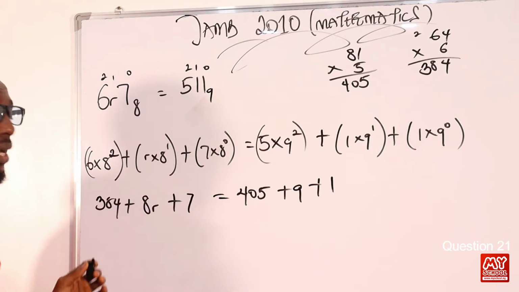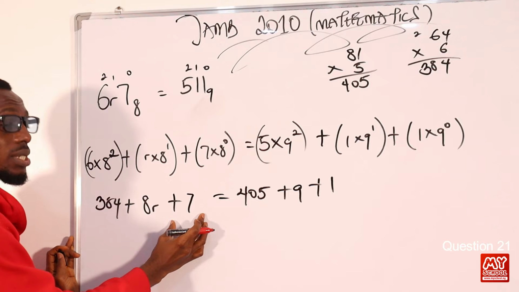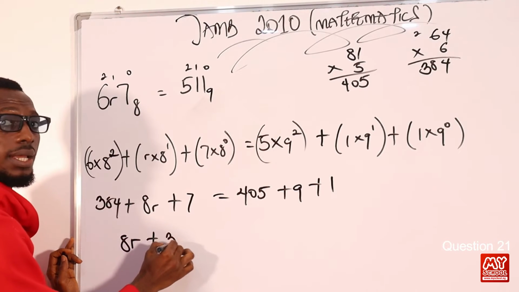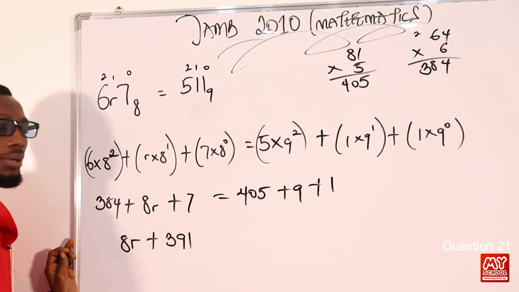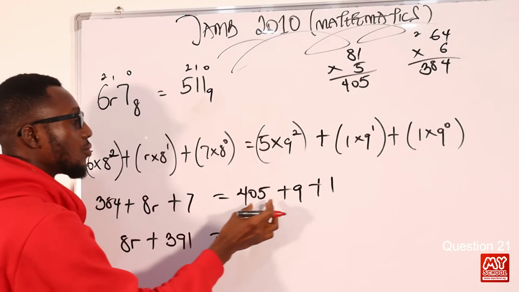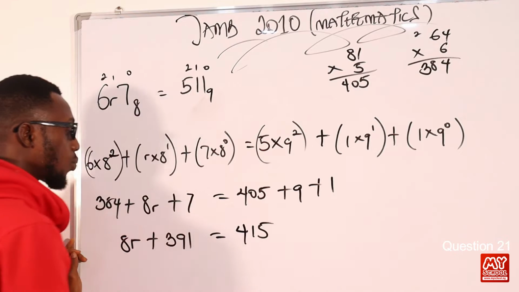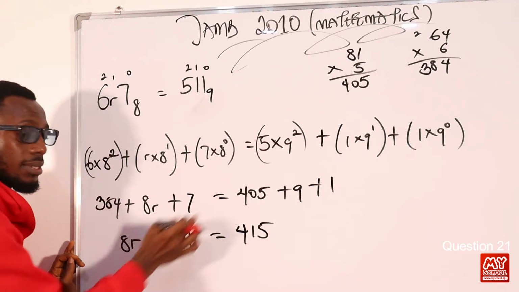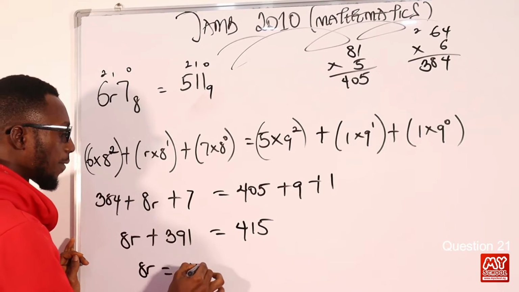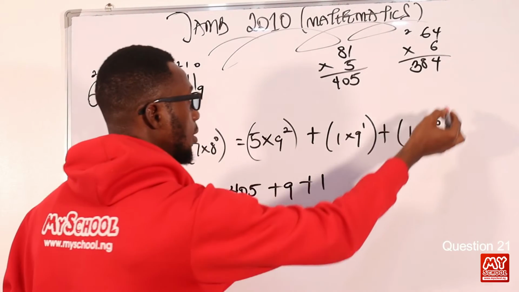So on the left hand side, let's sum up the like terms. So I have 384 plus 7, that should give me 391. Then right here, if I add it up, 9 plus 1, that is 10. So 10 plus this, that should give me 415. So what do I do? I can send this to the other side and I have 8r equals 415 minus 391. So I can still do this way.